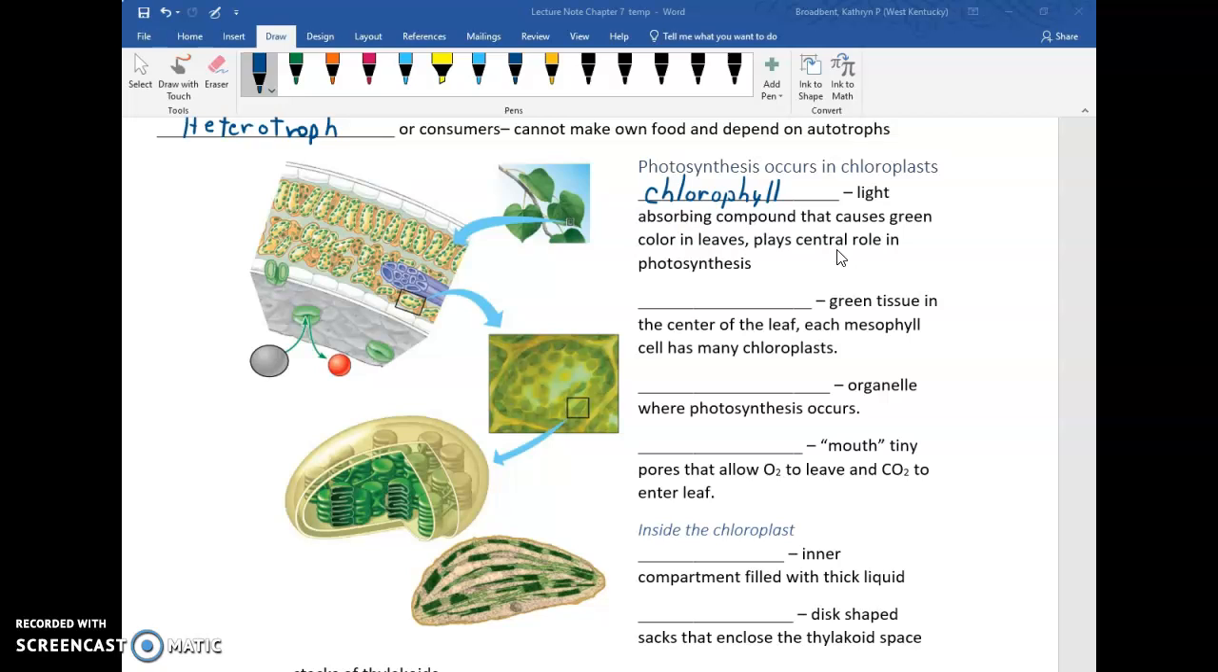If we look at our cross-section of our leaf here, we see cells. There, I've circled one of them. These are mesophyll tissues. These are the green tissues that we find in the center. Meso means middle. So think middle when you think meso. So it's in the middle of a leaf, and each mesophyll cell is going to have many chloroplasts. Chloroplasts, we've already had this when we talked about cells. This is where photosynthesis happens.